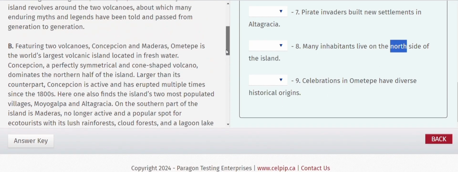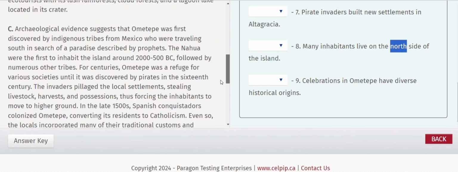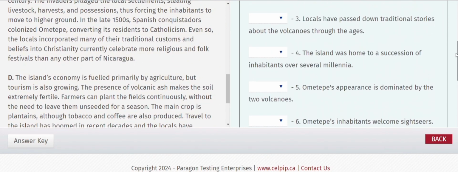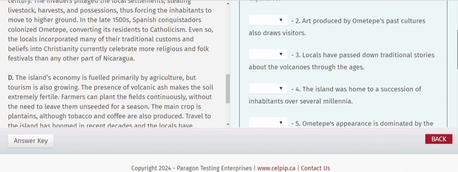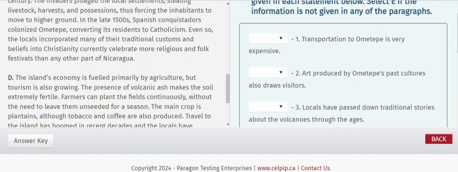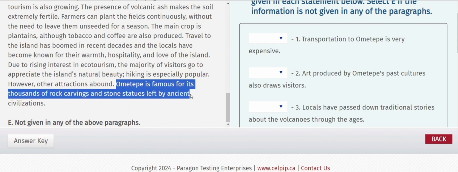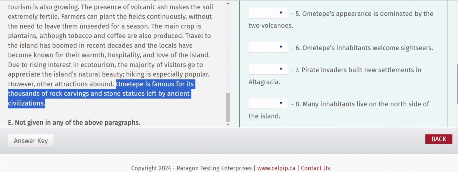So here is another example where you can find the paraphrasing and how well it is done in CELPIP Task 3. Let's look at the second statement. Art produced by Amitabh's past culture also draws visitors. So if you go for finding the keyword art, you will not be able to find it. So when you look at the last paragraph, you can see thousands of rock carvings and stone statues. So this is something related to art. So it is the first form of art, rock carvings. So we have to understand and come to a conclusion.